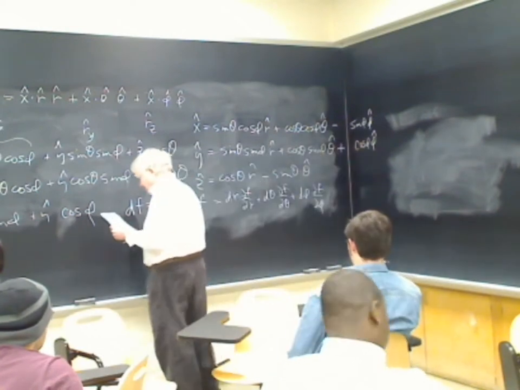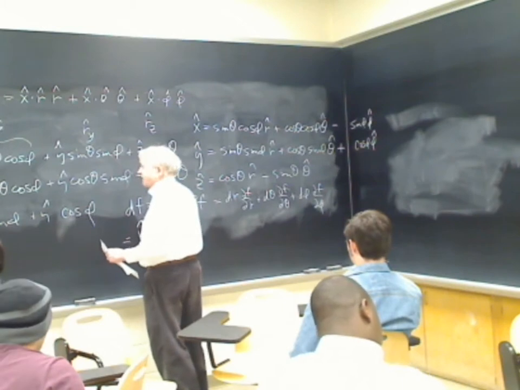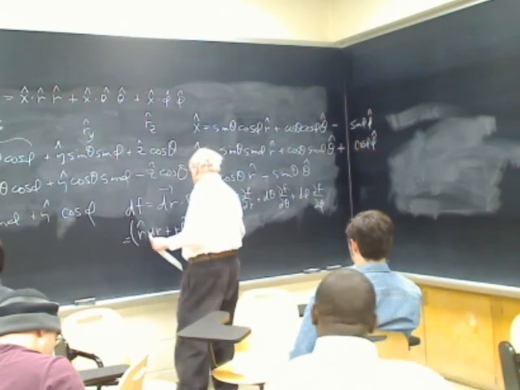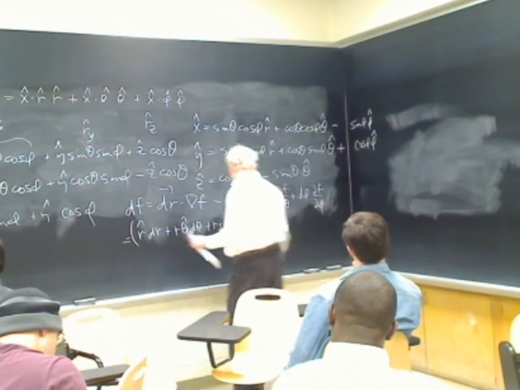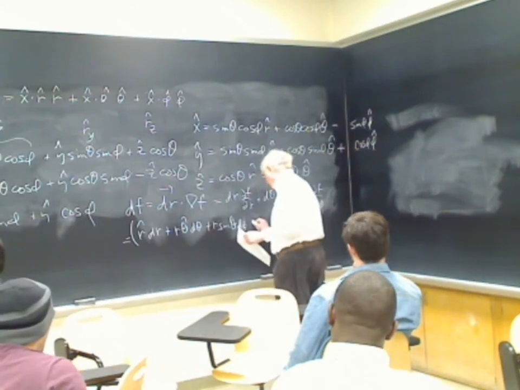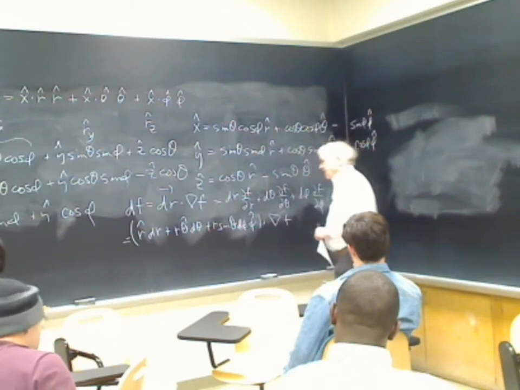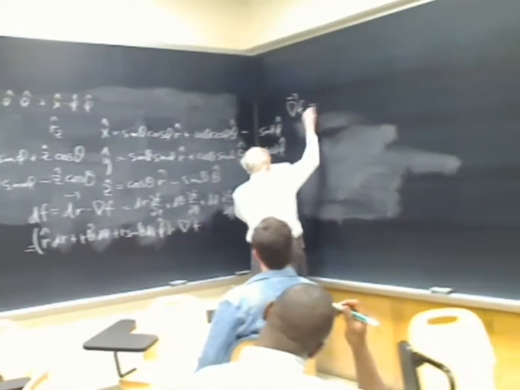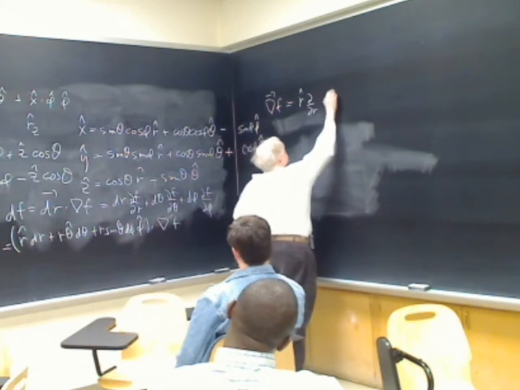But then that must mean that this is dr dot, and dr is r hat dr plus r theta hat d theta plus r sine theta d phi times phi hat, dotted into grad f. And so what we see here is that grad f is equal to r hat partial partial r plus theta hat.